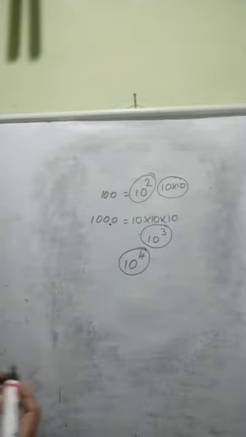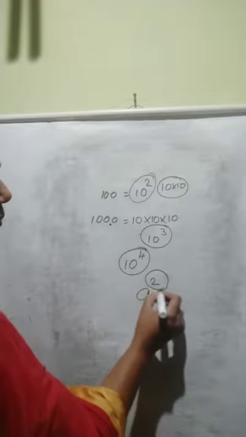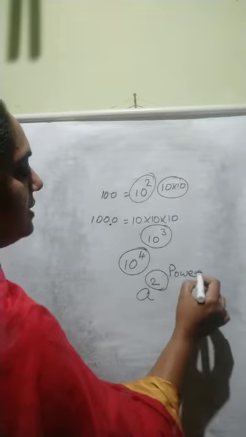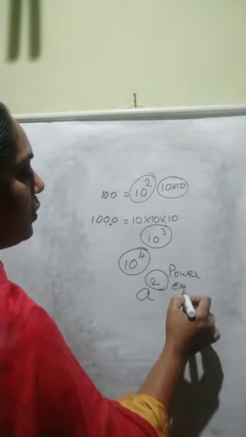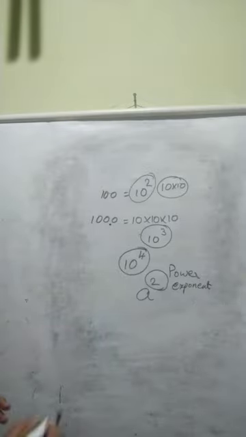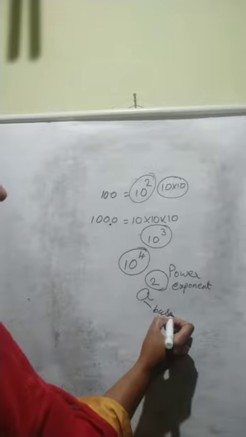Clear? What is that power? That is the 2 in the square. Then what is this representing here? That is the power or exponent. Power or exponent. Clear? This is known as, which number is there? That is known as the base.